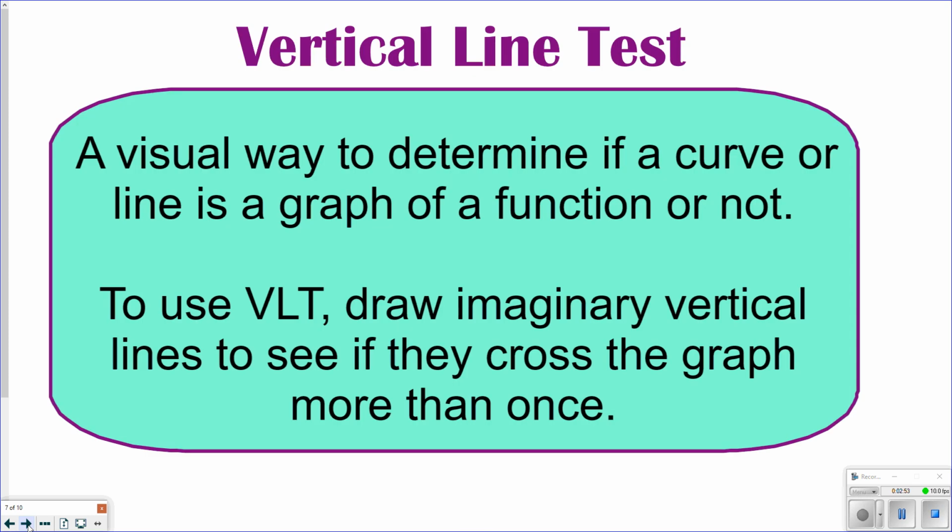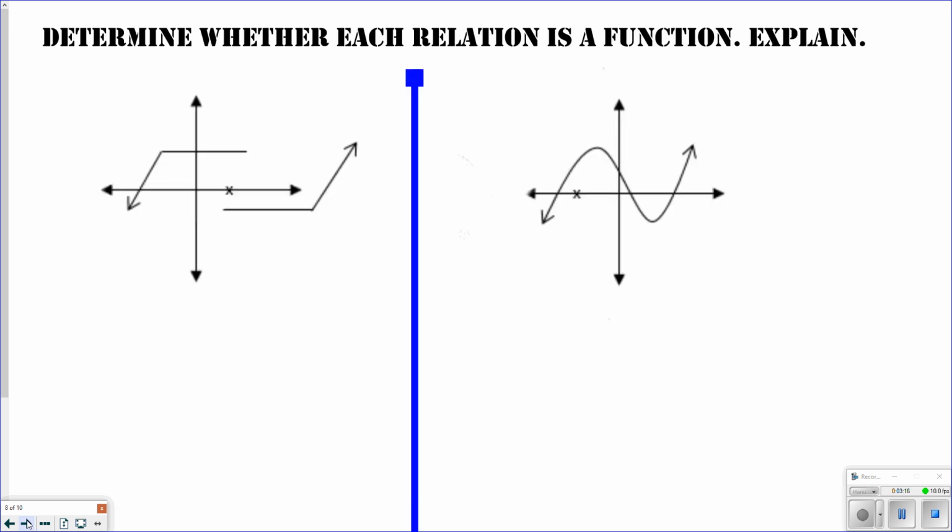Next up, we're going to talk about a visual representation. To do that, we have to use the vertical line test. This is a visual way to determine if a curve or a line is a graphical function or not. To use the VLT, draw an imaginary vertical line and see if it crosses the graph more than once. So let's go ahead and look at what I am talking about.